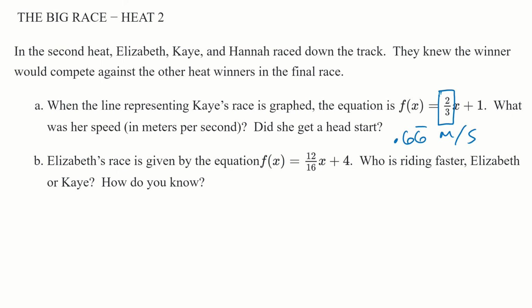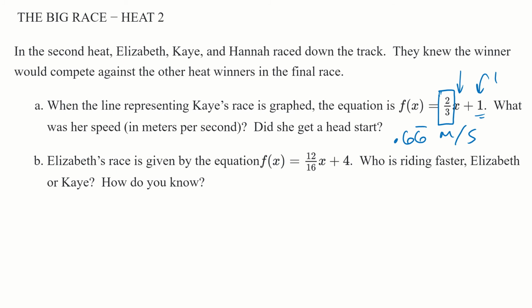And it also says, did she get a head start? And the answer is yes. You can see right here there's a 1 meter head start, because at the beginning of the race, when t is 0, this person is 1 meter away from the starting line.